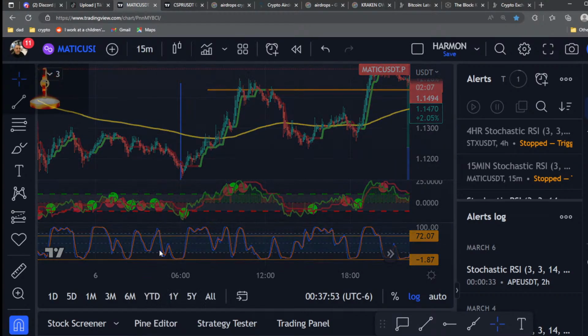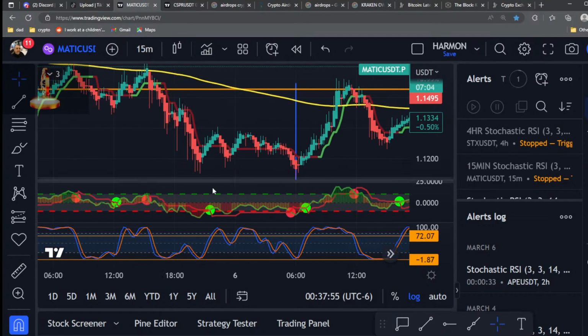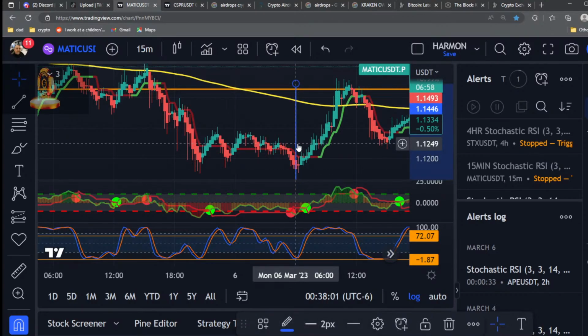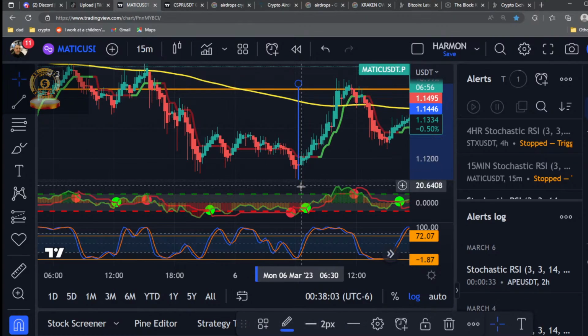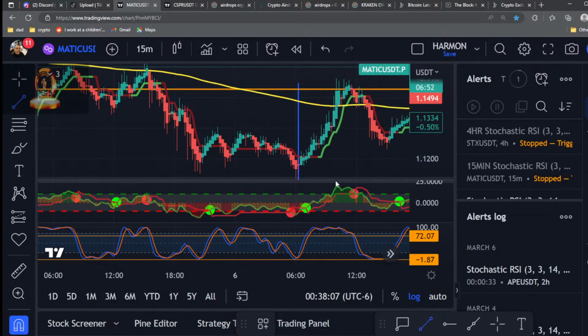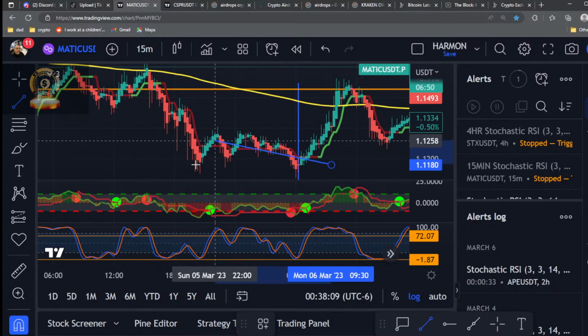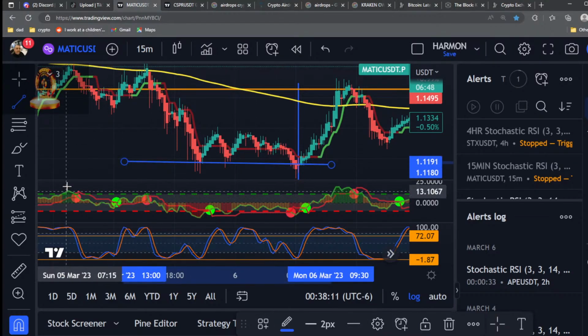Need to go look at the 15 minute. What do you see on the 15 minute? The 15 minute RSI also bounces here. So all these trades lead to this moment right there. This is the entry right on this candle, on that green candle right there. That's where we would be entering.